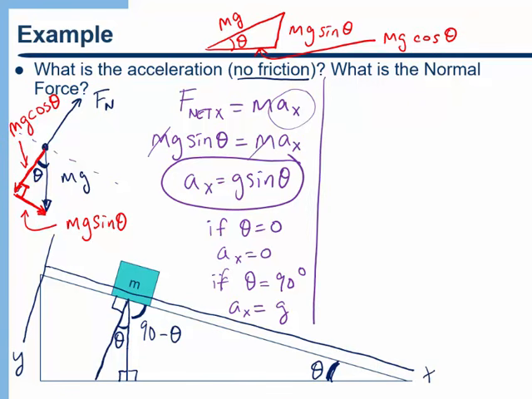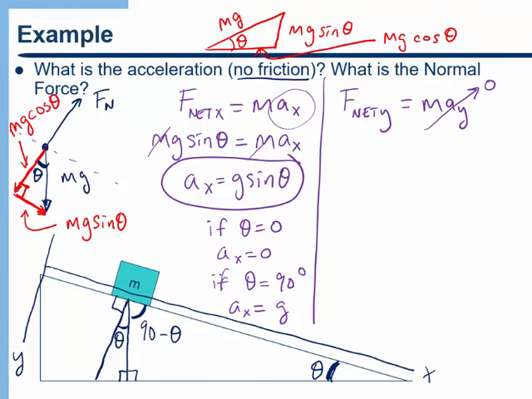Let's look at the y direction. F net y equals m a y. Now, in the y direction, there is no acceleration. Remember, that's why we rotated the axes, so that the acceleration would only be in the x direction. So the right-hand side there is 0.